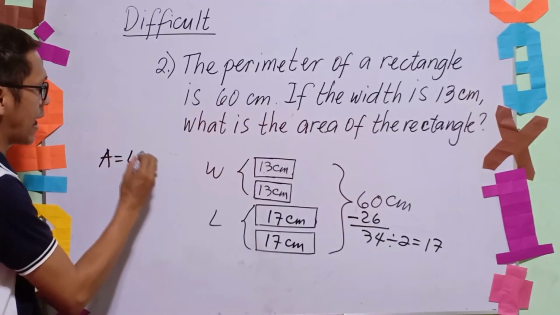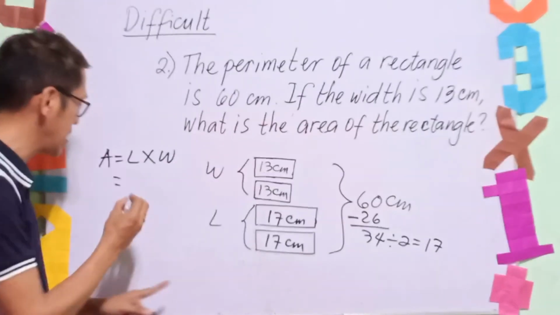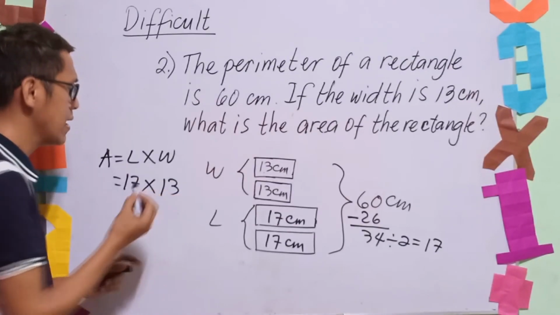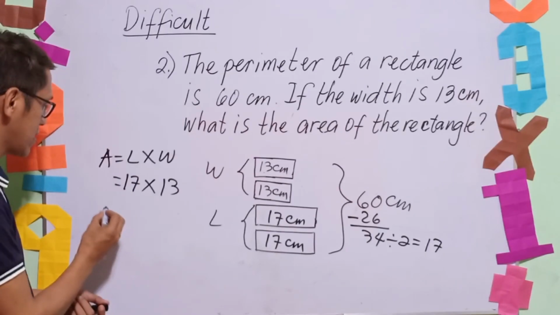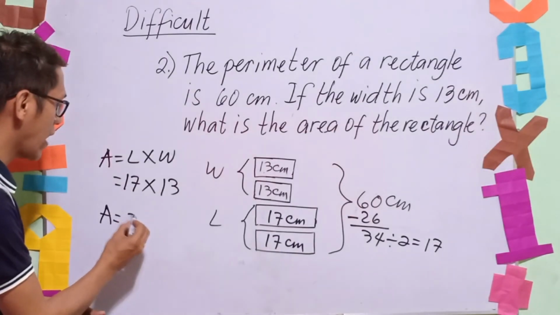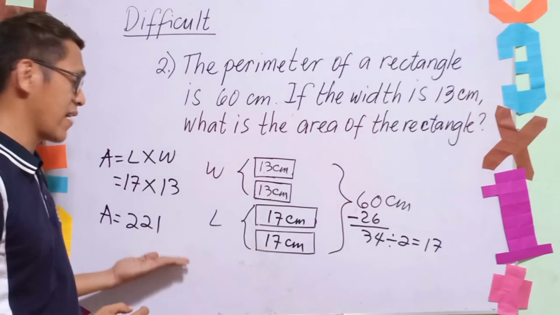Area again is length times width. So the length is, as we know, 17. Then the width is 13. So just multiply 17 times 13. So what's 17 times 13? Yes, it's 221. But don't leave your answer like this.